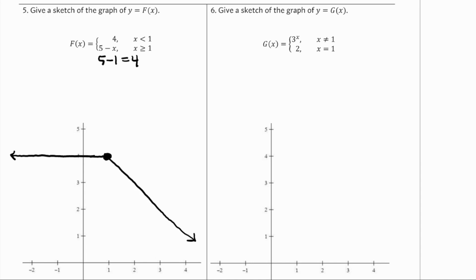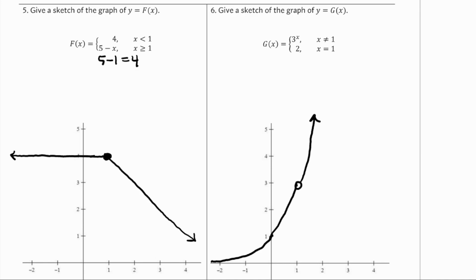Okay, the next one is y equals 3 to the x when x is not 1, and 2 when x is equal to 1. Okay, 3 to the x, that makes exponential growth. So I need a horizontal asymptote really close to 0. And then 3 to the 0 is 1. 3 to the first power is 3, and that's where the graph would be for all x except for right there. So there's going to be a hole in the graph. And, right, we're calling that a removable discontinuity there.